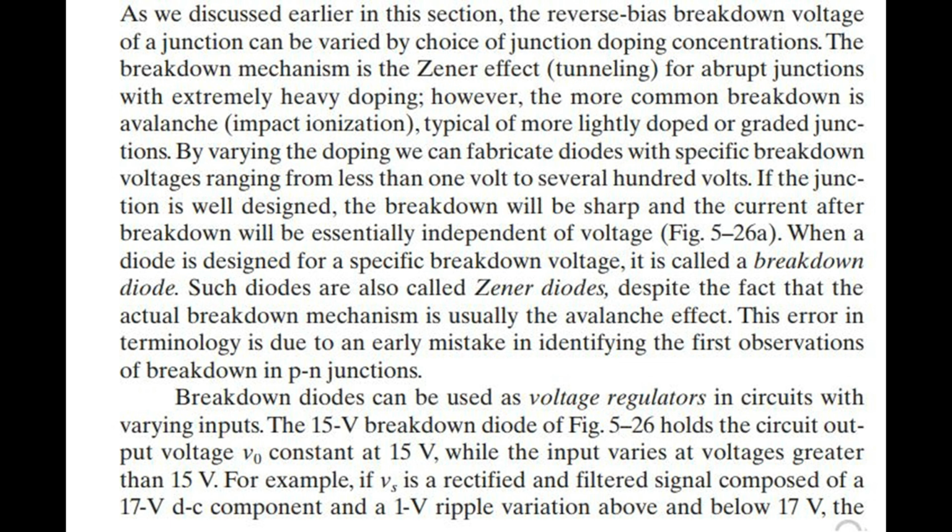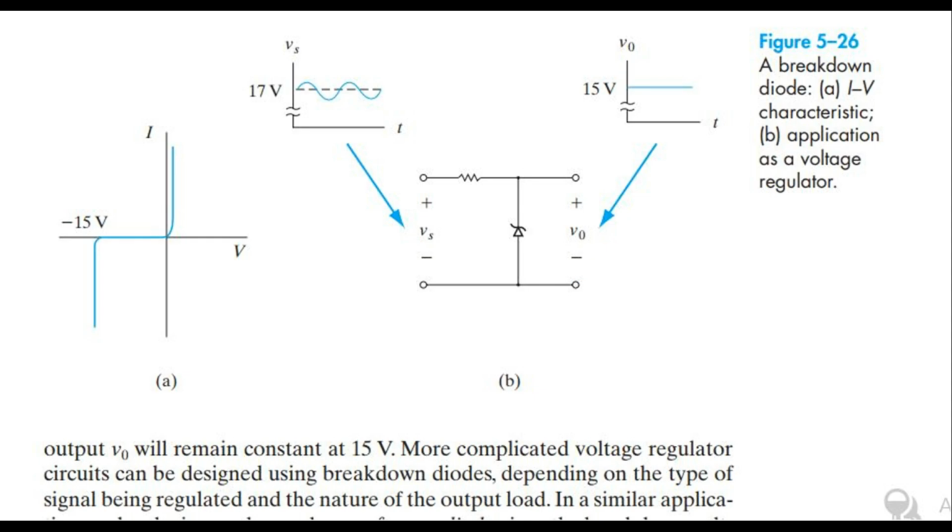Breakdown diodes can be used as voltage regulators in circuits with varying inputs. The 15 V breakdown diode of Fig. 5-26 holds the circuit output voltage V0 constant at 15 V, while the input varies at voltages greater than 15 V. For example, if Vs is a rectified and filtered signal composed of a 17 V DC component and a 1 V ripple variation above and below 17 V, the output V0 will remain constant at 15 V. More complicated voltage regulator circuits can be designed using breakdown diodes, depending on the type of signal being regulated and the nature of the output load.